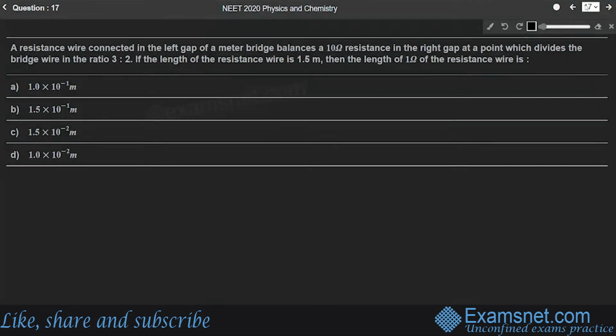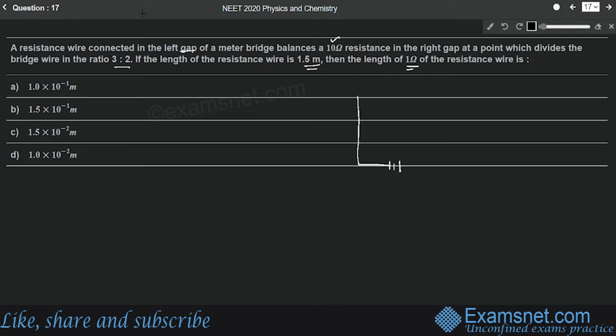Question number 17 is from the chapter Current Electricity, and the question is: a resistance wire connected in the left gap of a meter bridge balances a 10 ohm resistance in the right gap at a point which divides the bridge wire in the ratio 3:2. If the length of the resistance wire is 1.5 meter, then the length of 1 ohm of the resistance wire is. Okay, so let's draw the meter bridge first.